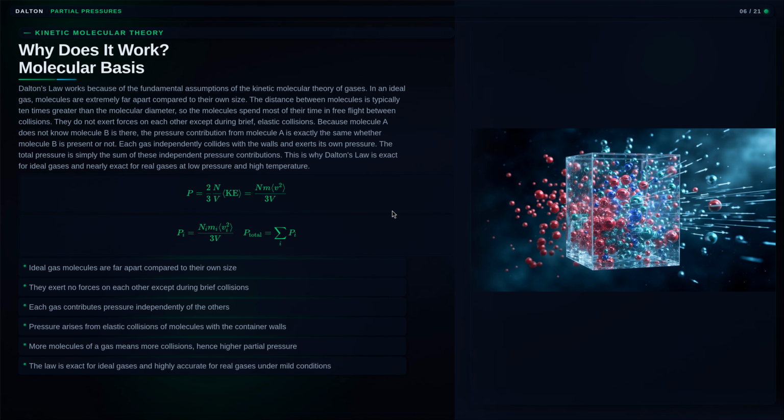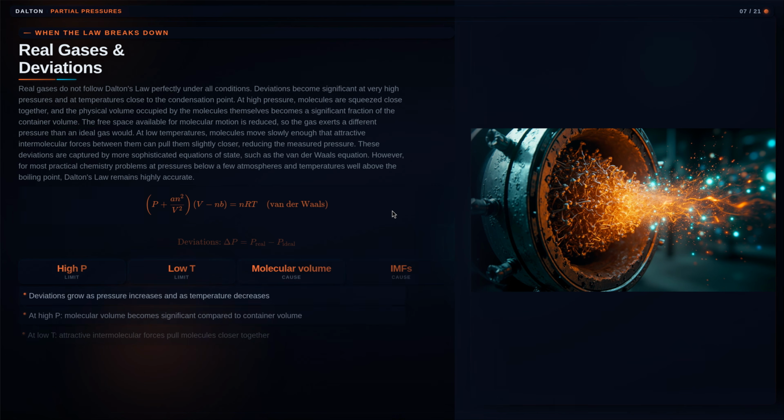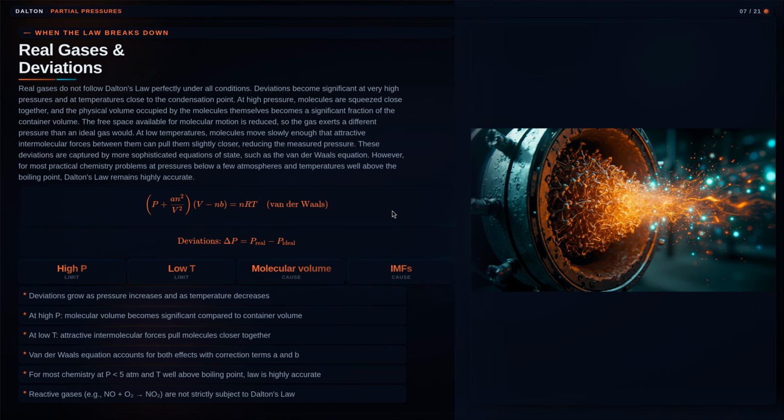Each gas independently collides with the walls and exerts its own pressure. The total pressure is simply the sum of these independent pressure contributions. This is why Dalton's law is exact for ideal gases and nearly exact for real gases at low pressure and high temperature. Real gases do not follow Dalton's law perfectly under all conditions.